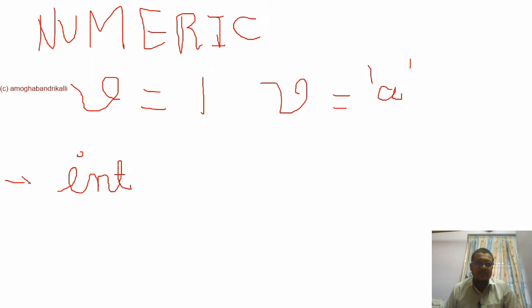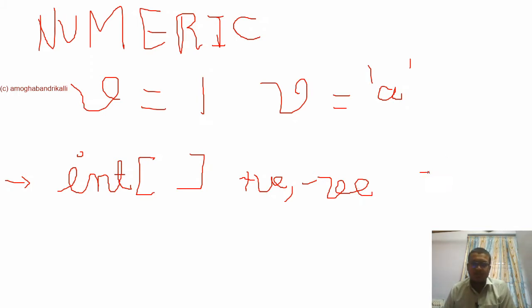The first type is int. We call it signed integers. It can store positive and negative whole numbers. Whole numbers means numbers like 3, 2, 4 without decimal points. The decimal points will be absent. So positive and negative whole numbers are stored.